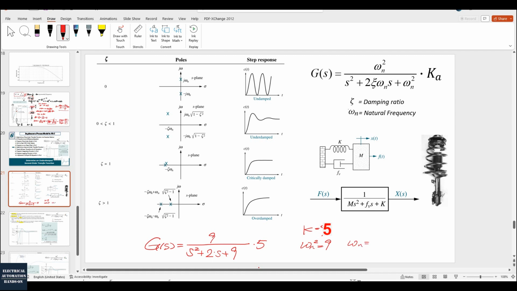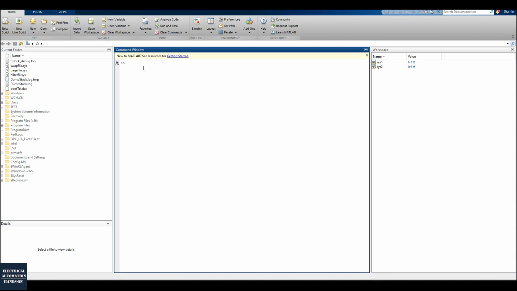This natural frequency is 3 rad per second. Okay? And I will use this second order transfer function as an example. Let's first create this second order underdamped transfer function in MATLAB. We can call this system second order system.